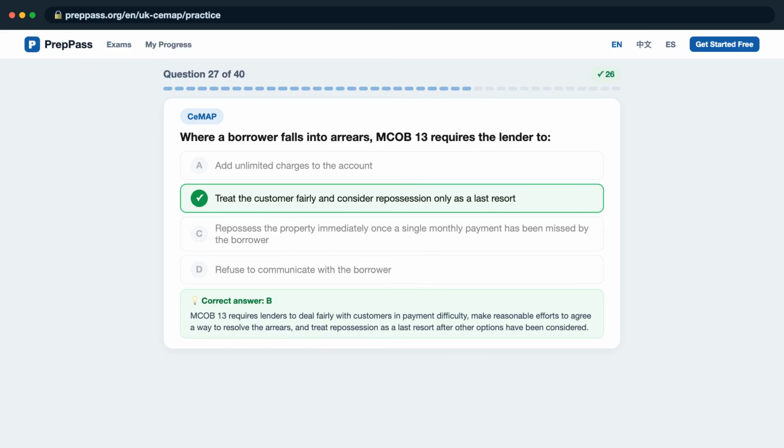The correct answer is B. MCOB 13 requires lenders to deal fairly with customers in payment difficulty, make reasonable efforts to agree a way to resolve the arrears, and treat repossession as a last resort after other options have been considered.